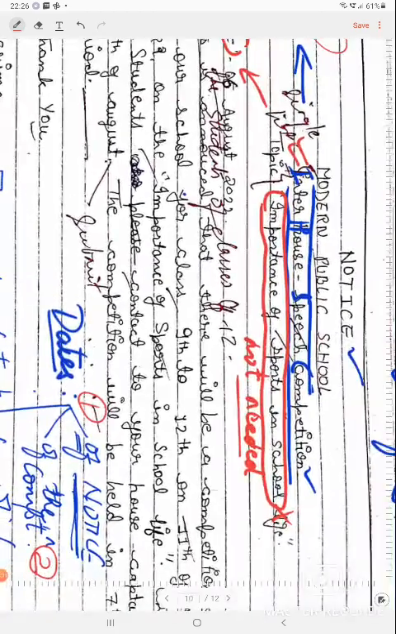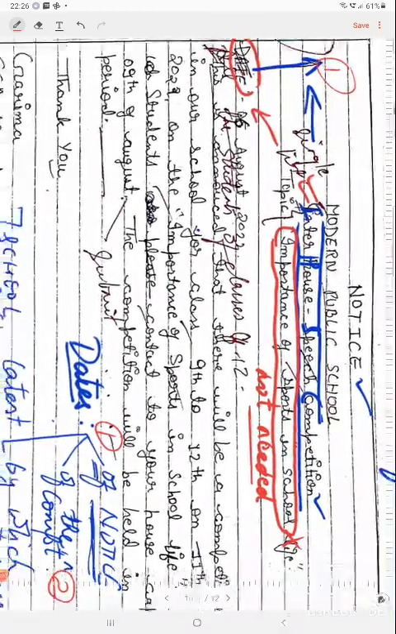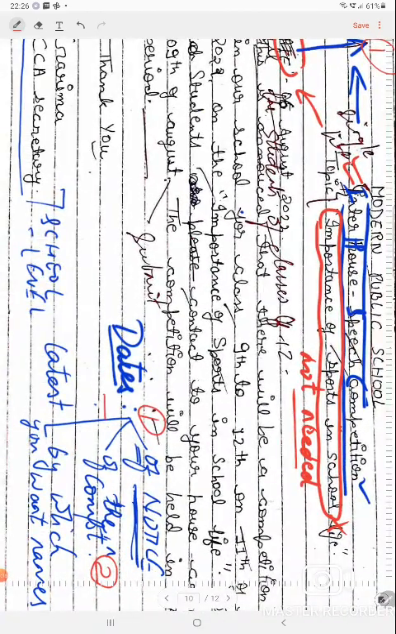And if you read the body of the letter, that comes actually inside the body of the letter. You will write the place where the competition is to be organized. In the body, you need to write the place, that is the venue. Is it the auditorium where the speech competition is going to be organized? Or is it the assembly ground? Or is it the library? Wherever it is. Venue means the place.